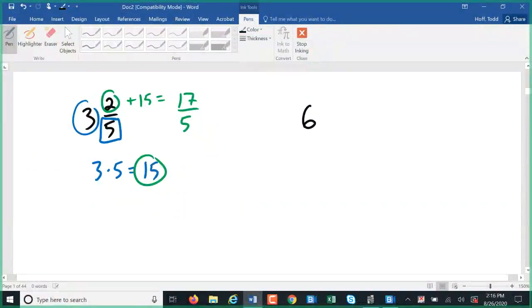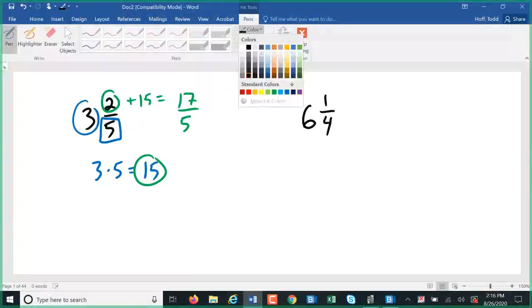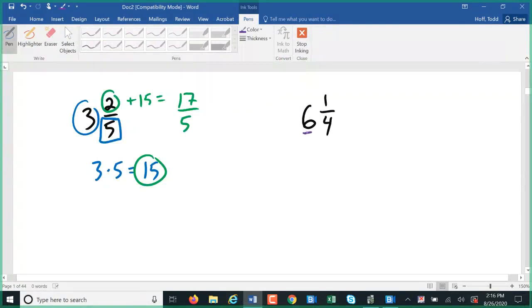Or if I have 6 and 1/4, same thing. I have to break the 6 whole objects into pieces. It's going to be 4 pieces each. So 6 times 4 is 24. I add that to the 1 piece I already have. That's 25/4.